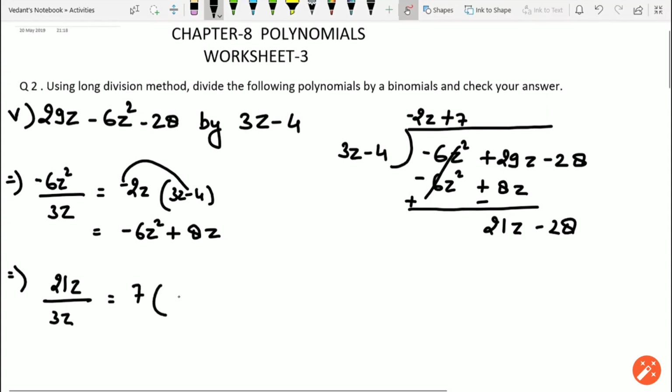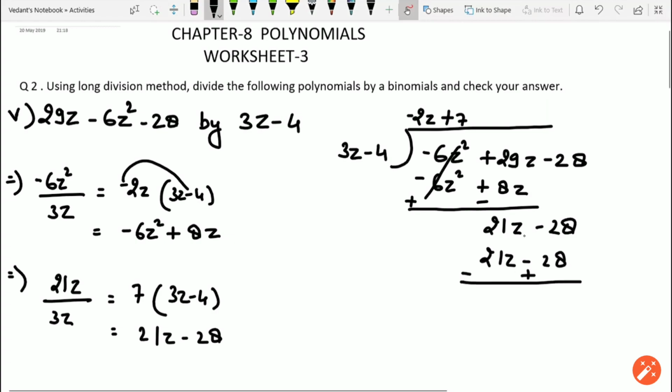So we multiply with 7. It will be 7 into 3z minus 4. We write down 21z minus 28. Change the sign. It will cancel, minus plus 21z, and we have 0.